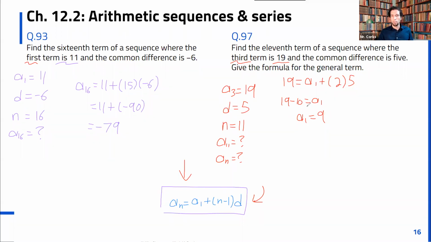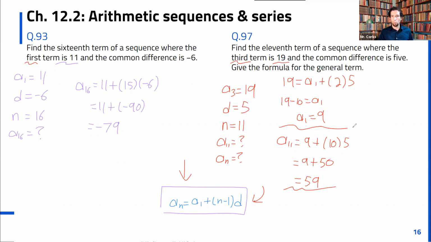So A1 is equal to 9, and then A11 is A1 plus n minus 1, so 11 minus 1, 10 times our d value, which is 5. So 9 plus 50, 59. So there is our A11 value.